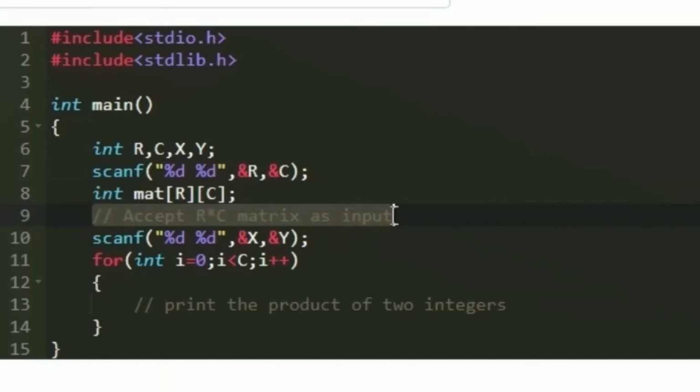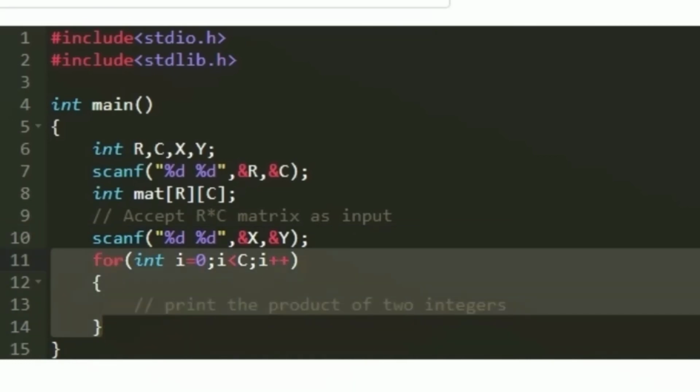So we have to create a nested loop and accept the R cross C integers and store them in the two-dimensional array named mat. And only after that we are given the values of X and Y. So again, using a scanf statement, we have to accept the values of X and Y. Now we have accepted our input. So we know the xth row and yth row, and we have to print totally C integers in our output.